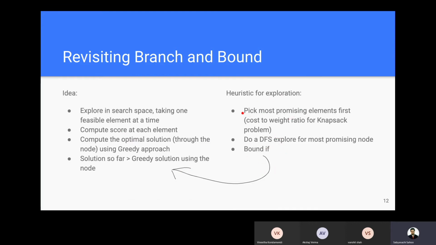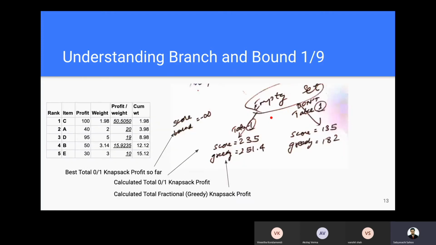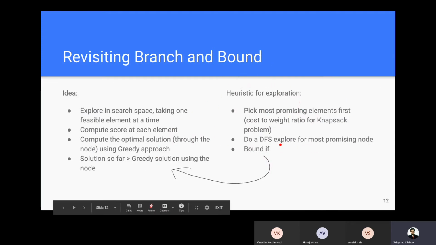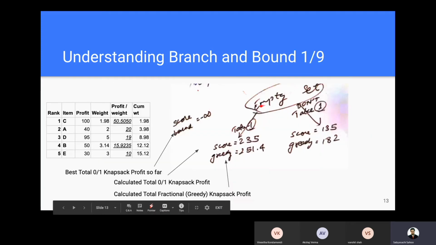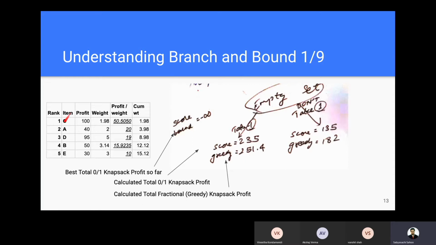Also, at every step we'll try to pick promising elements, and we'll do so by going through this 9-slide example quickly. So what that means is, let's say you start with an empty set, and you have these 5 items that you would like to take. This table we have sorted by profit to weight ratio, so that it's easy to first take a look at the most promising item.